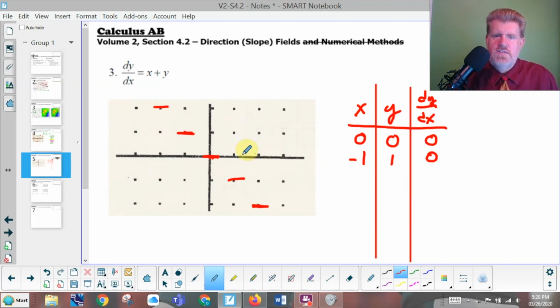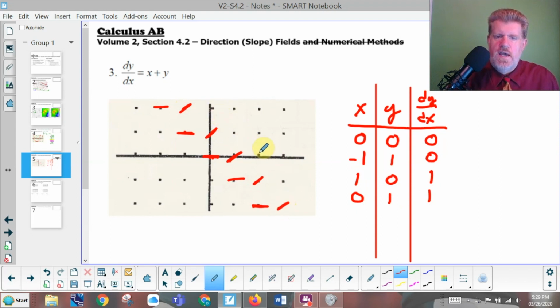So let's pick this point here. So this point here is 1, 0. So if I pick 1, 0, the slope, 1 plus 0, is 1. So this has a slope of 1. So will this work here? Well, this point here is 0, 1. Well, guess what? 0 plus 1 is 1. This has a slope of 1. So along this diagonal, these all have slopes of 1.